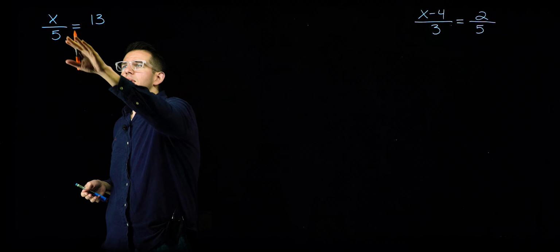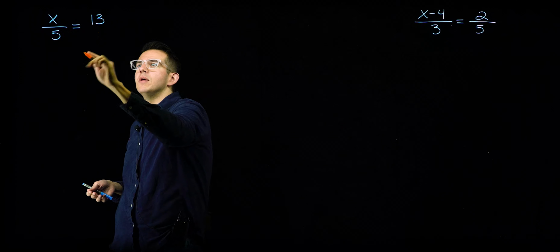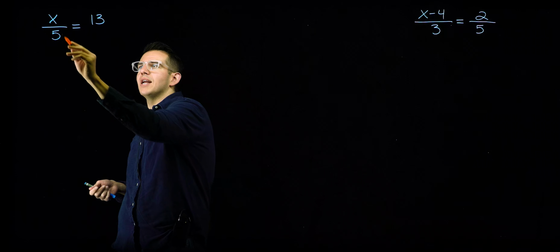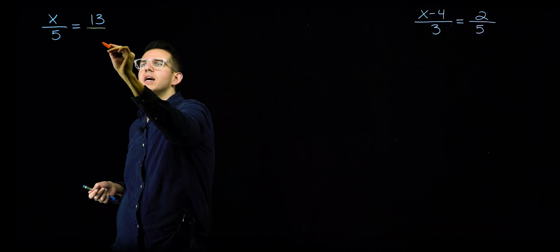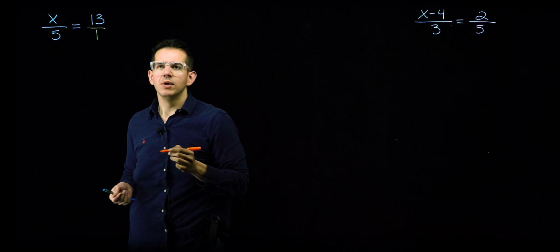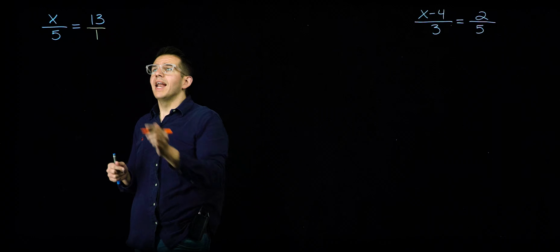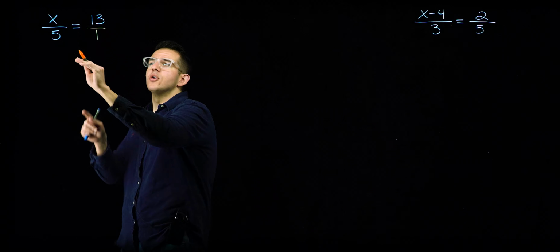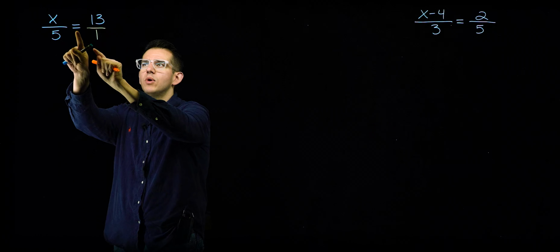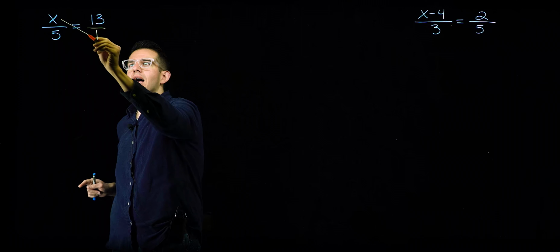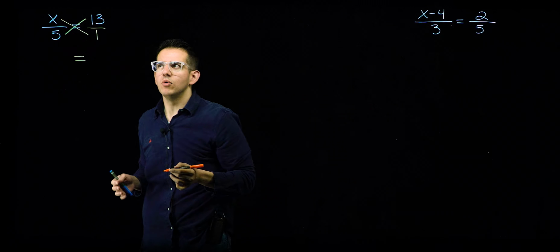So for example, in this example here we have x over 5 equals 13. And rather than multiplying each side by this denominator of 5, we're going to put this other side of the equation over a 1. Any number is itself over 1. And at this point we can now cross-multiply. Whenever you have two fractions equal to one another, you multiply the diagonals and the result will be equal.